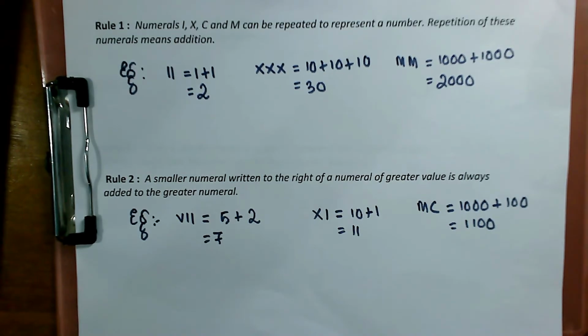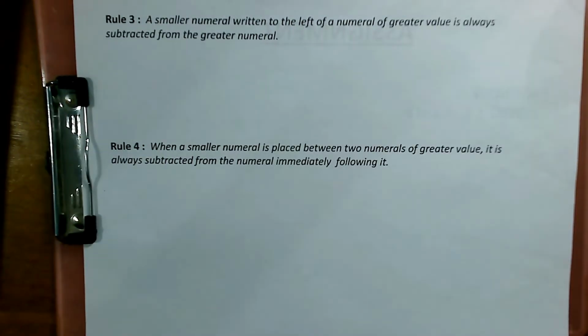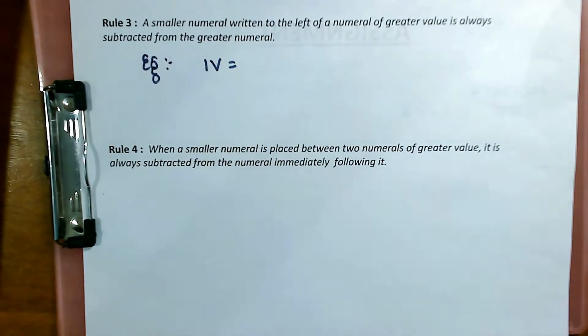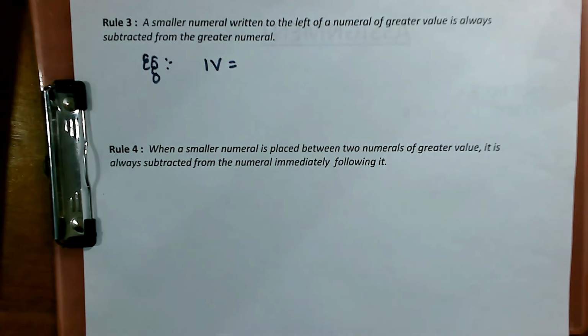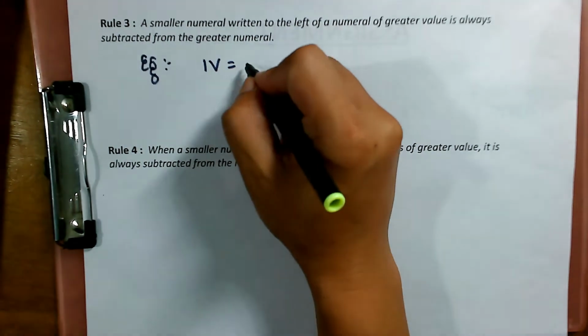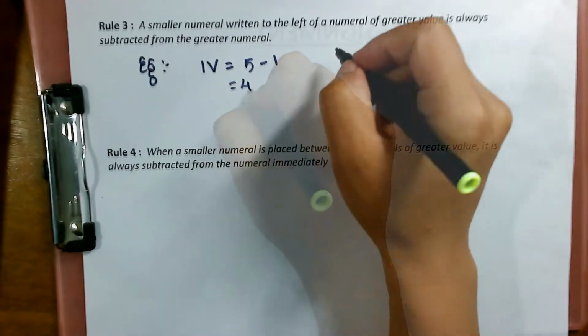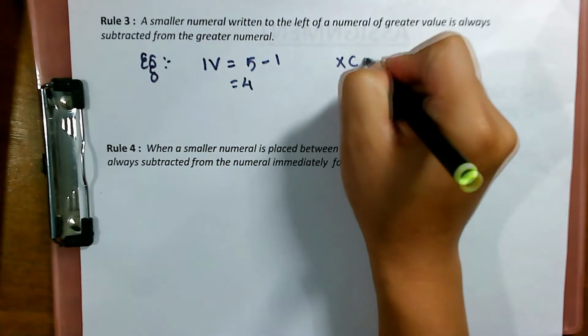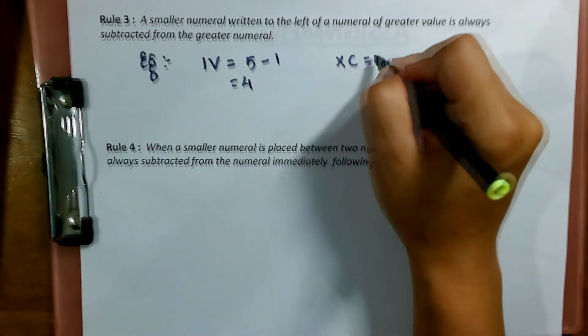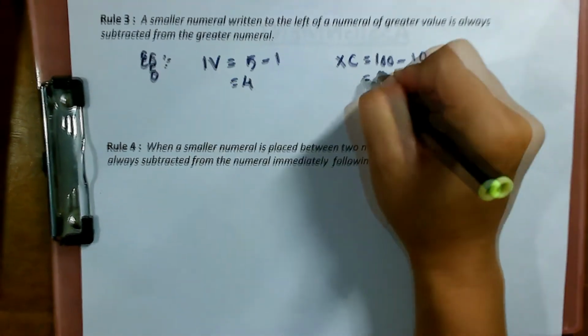Moving on to rule number 3. Rule number 3 says that a smaller numeral written to the left of a numeral of greater value is always subtracted from the greater numeral. So example again. Now if we look at this numeral, I is written to the left of V. V is greater than I, so it has to be subtracted. So 5 minus 1 equals 4. Similarly XC equals, the value of C is 100 minus 10 equals 90.